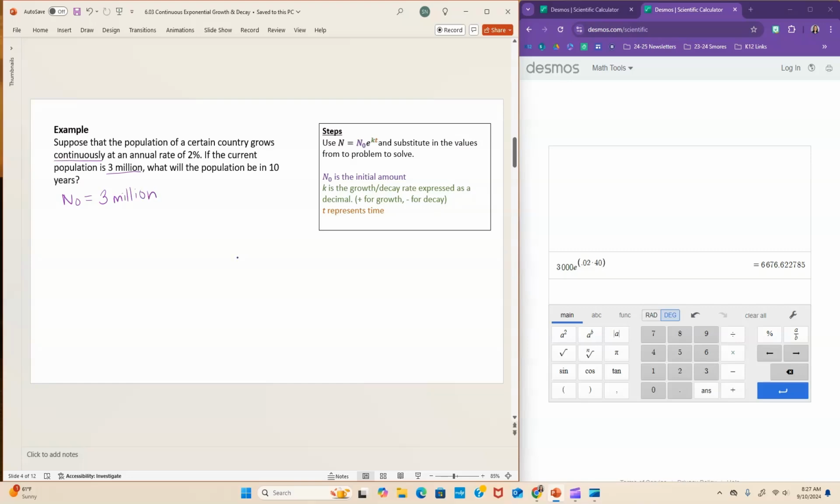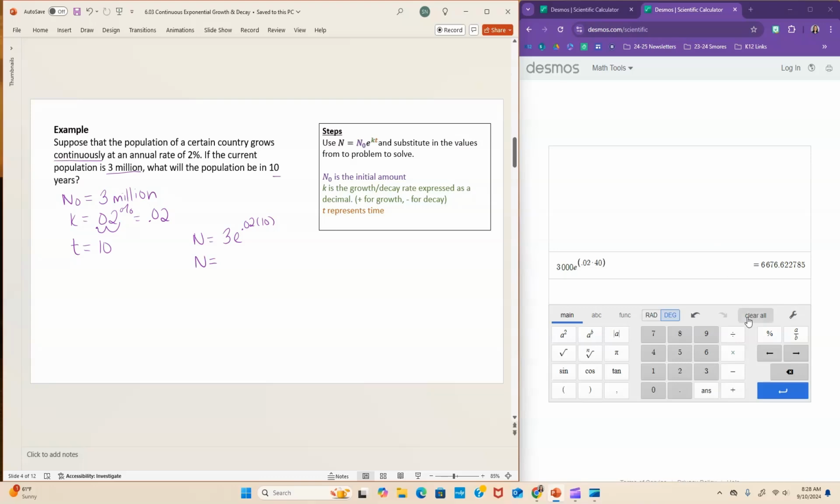The value of k is going to be the growth rate. It's given to us as a percentage, 2%, so we're going to convert that to a decimal, 0.02. Then there's the value of t, which is time. It's asking us for the population in 10 years, so that's our value of time. So we can now use the formula N equals 3 times e to the 0.02 times 10, and that's going to be our growth formula.